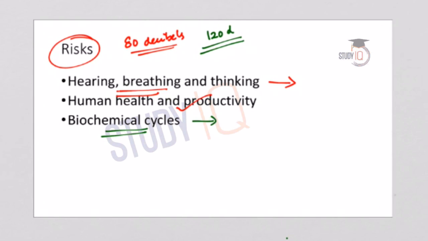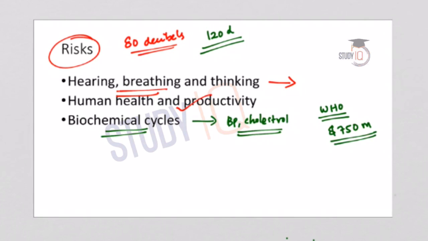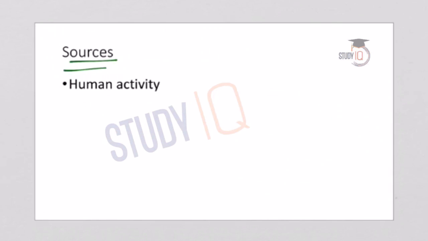It can raise the level of cholesterol and the BP, or blood pressure, and it also has various associated health risks like cardiovascular risk. And according to WHO, World Health Organization, hearing loss due to excessive noise costs around $750 million to the global economy every year. So it causes economic loss, human resource loss and also health loss. So by understanding the risk, it is clear that noise pollution contributes negatively and immensely towards human health and development.